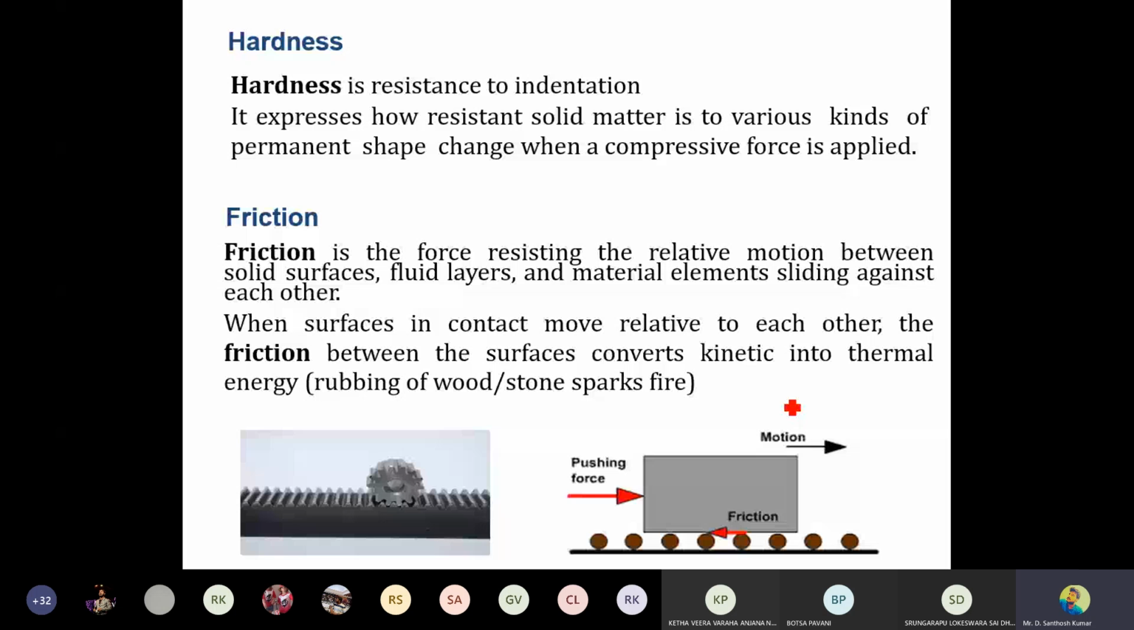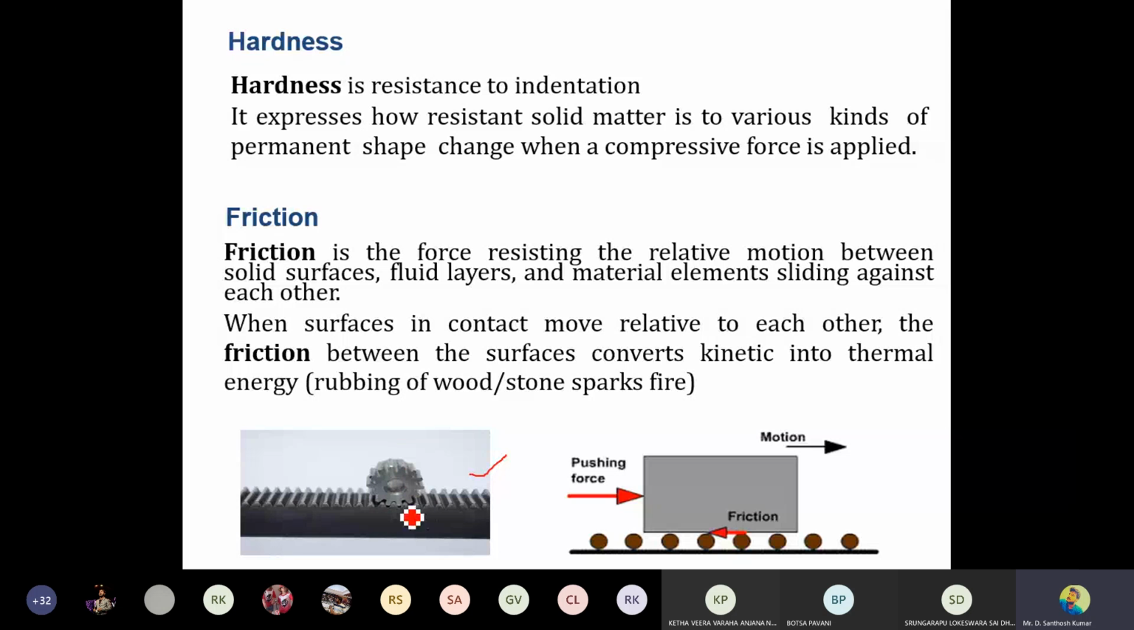another one, that is friction. So you know that friction is also one kind of surface dependent mechanical property. So friction is the force resisting the relative motion between solid surfaces or fluid layers or any material elements sliding against each other. Like you can see that there is a rack and pinion mechanism in this particular diagram. Here, there is a relative motion between two things. So your pinion will continuously move.